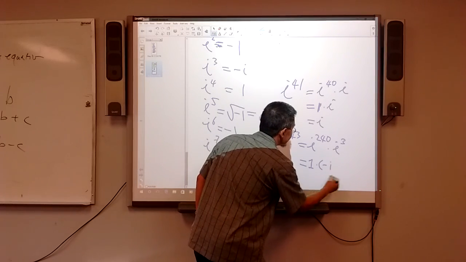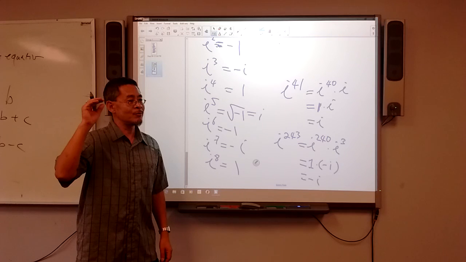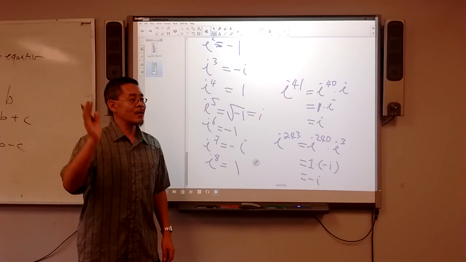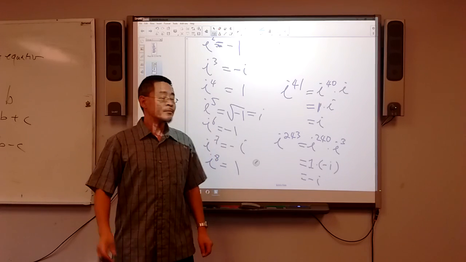Negative i. So therefore it's negative i. So all that can be simplified. It just goes to i, negative 1, negative i, and 1. That pattern. Are we good on this one?